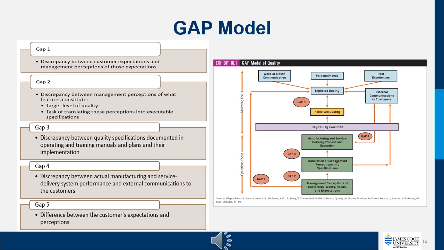Gap three looks into the discrepancy between quality specifications documented in operation and training manuals and plans, and their implementation. Gap four is the discrepancy between actual manufacturing and service delivery system performance and external communications to the customer. And the last gap, gap five, is the difference between customer expectations and perceptions.